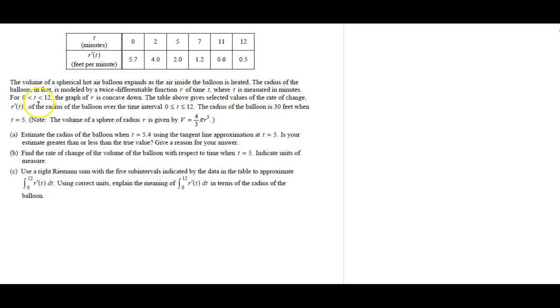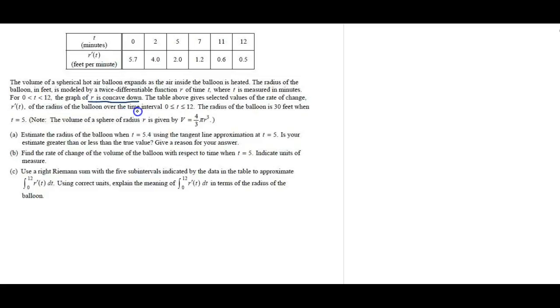And between times 0 and 12, the graph of r is concave down. So we were given this piece of information. The table above gives selected values of the rate of change, r prime of t. So that's what makes this problem slightly different, so I want to go over it. We're given now a table with a rate. So t is in minutes, but r prime of t is already in feet per minute.